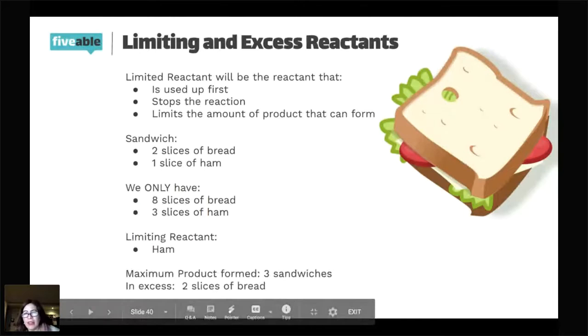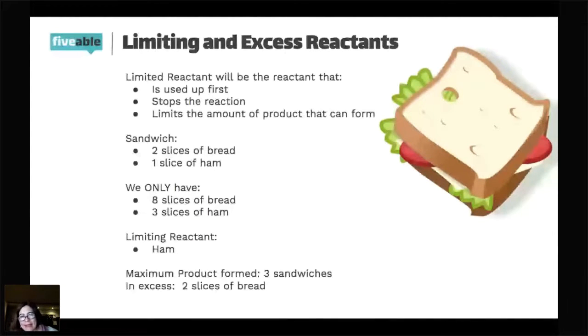Sure, Santiago, you can think of it as a remainder. So you will have in excess the slices of bread. So now you can only form 3 sandwiches. So your limiting reactant is the ham, the one that ends up first. Make sense? So the concept is as simple as this.